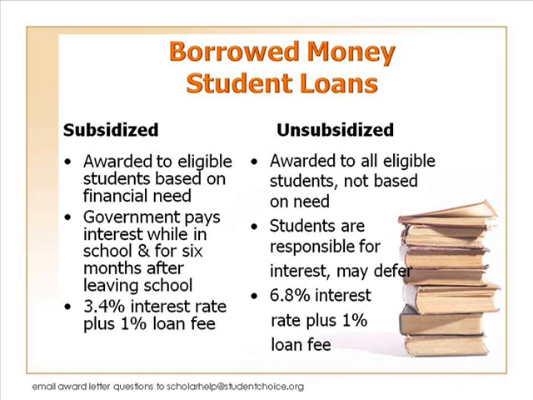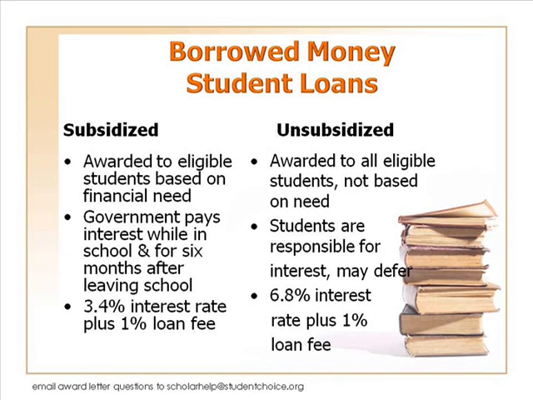A subsidized loan is awarded to eligible students based on financial need. And just like the Perkins loan, the government will pay the interest for the student while they're in school. Once the student separates from school, the interest rate is 3.4% with a 1% origination fee. So again, it's in the student's name. The government pays the interest for them while they're in school, and when they do separate from school, it's a fixed interest rate of 3.4%.